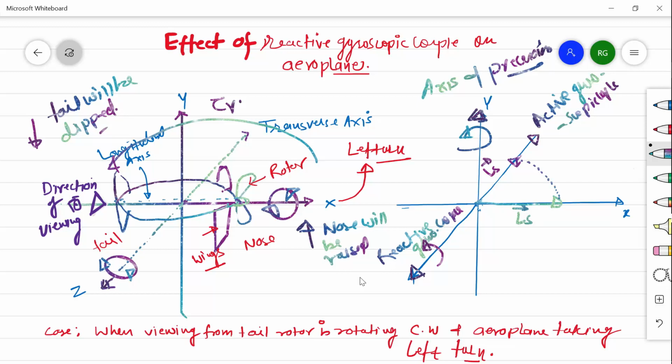rotating in clockwise direction when viewing from the rear and it's taking left turn. So in the next lecture we'll take another case and we'll discuss the effect of the gyroscopic couple on aeroplanes. So thank you.